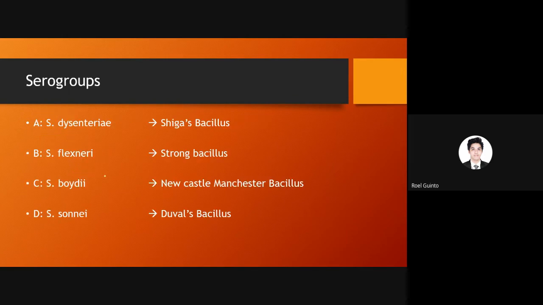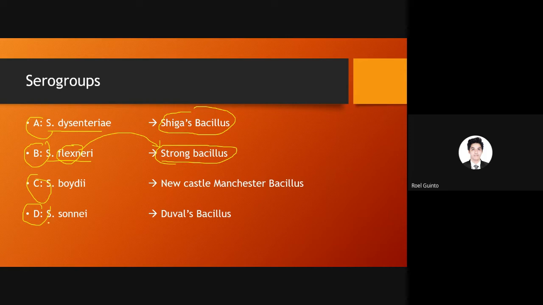So we have different serotypes of Shigella. So we have serogroup A, serogroup B, serogroup C, and serogroup D. In serogroup A, we have Shigella dysenteriae. So the other name for this microorganism is Shiga's bacillus. Next, we have S. flexneri. Other name is Strong bacillus. Para hindi malito, flex. Flex mo lang ng flex. Strong yan. Flexneri, Strong bacillus.